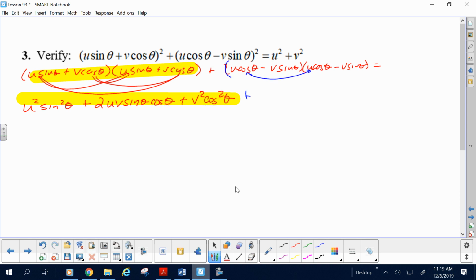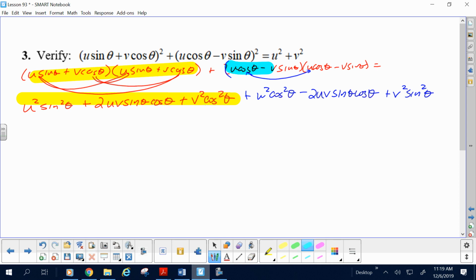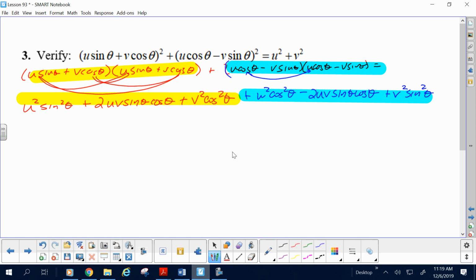Same thing, but a negative. U squared cosine squared theta, minus 2uv sine theta cosine theta. And minus or plus? Plus what? V squared sine squared theta. All right. Are we good at that point? All right. Now what do you see?